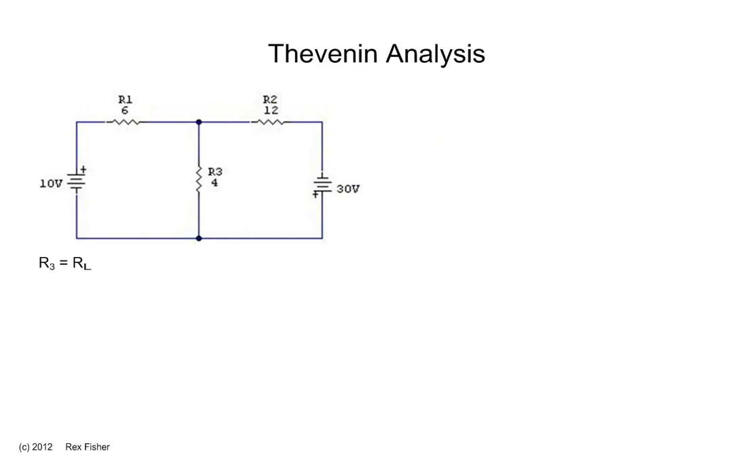Here's a circuit with two batteries and three resistors. Let's call R3 the load and find the voltage across and the current through it. The first step is to remove the load resistor. I'm going to mark the terminals where the load resistor was with A and B. That way we can talk about them.